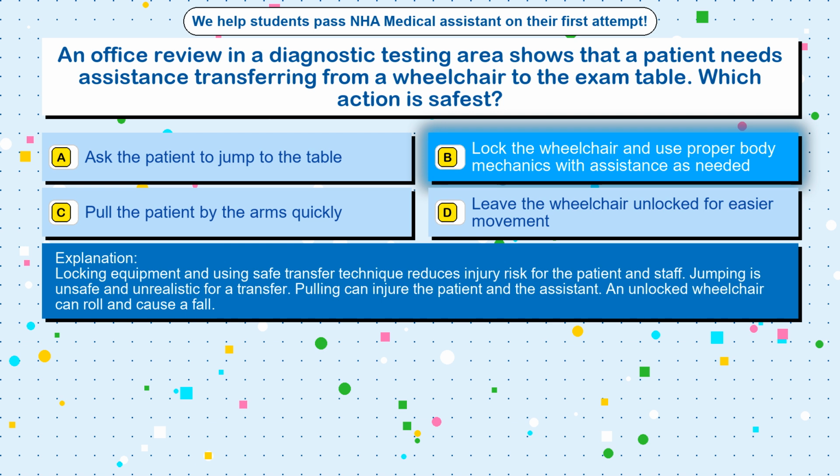Locking equipment and using safe transfer technique reduces injury risk for the patient and staff. Jumping is unsafe and unrealistic for a transfer. Pulling can injure the patient and the assistant. An unlocked wheelchair can roll and cause a fall.